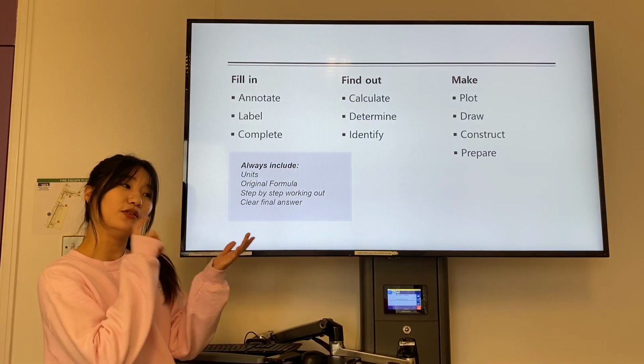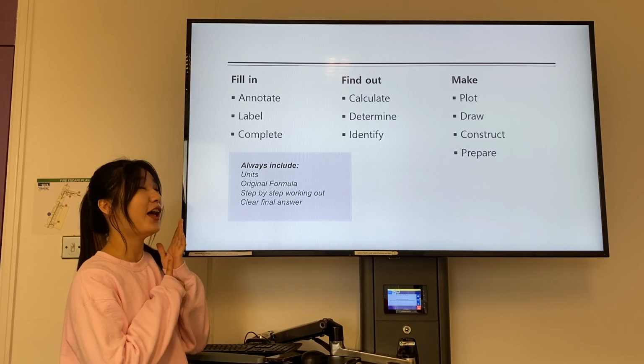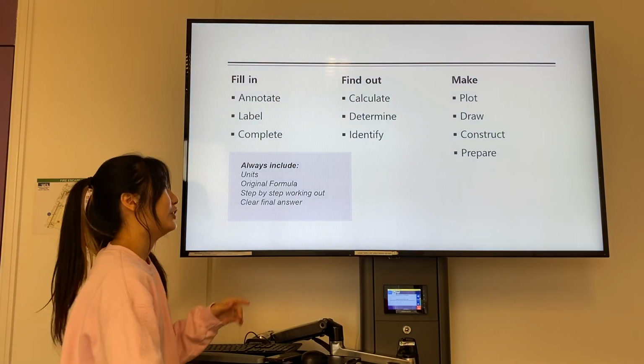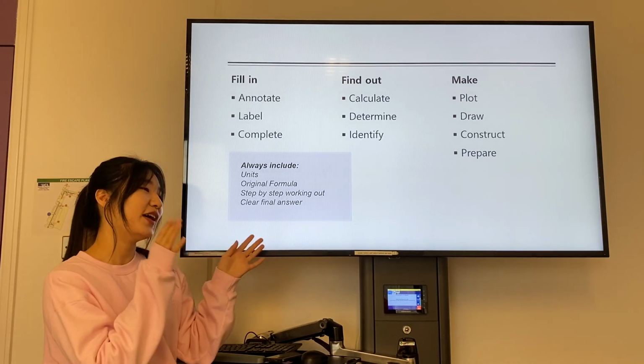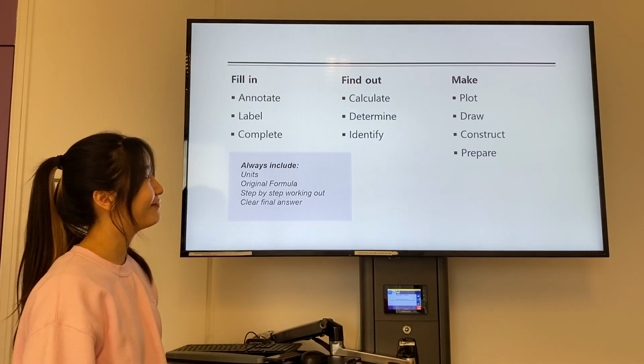And then we have calculate, determine, identify questions. These are when you have to get out your formula and calculator. So you're going to be doing your maths, being like, okay, something times something gets this, and then the market price is this, and gross profit, everything.